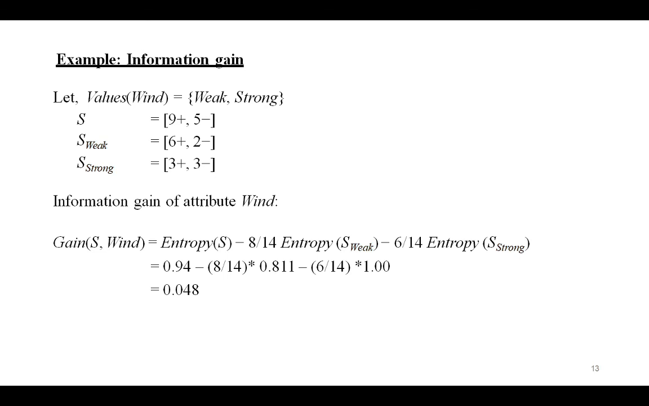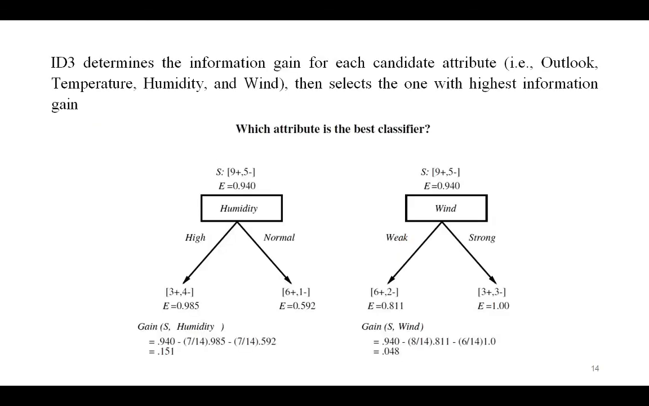Here the information gain is precisely the measure used by ID3 to select the best attribute at each step in growing the tree. The use of information gain to evaluate the relevance of attributes is summarized in this figure. In this figure, the information gain of two different attributes, humidity and wind, is computed in order to determine which is the best attribute for classifying the training examples.